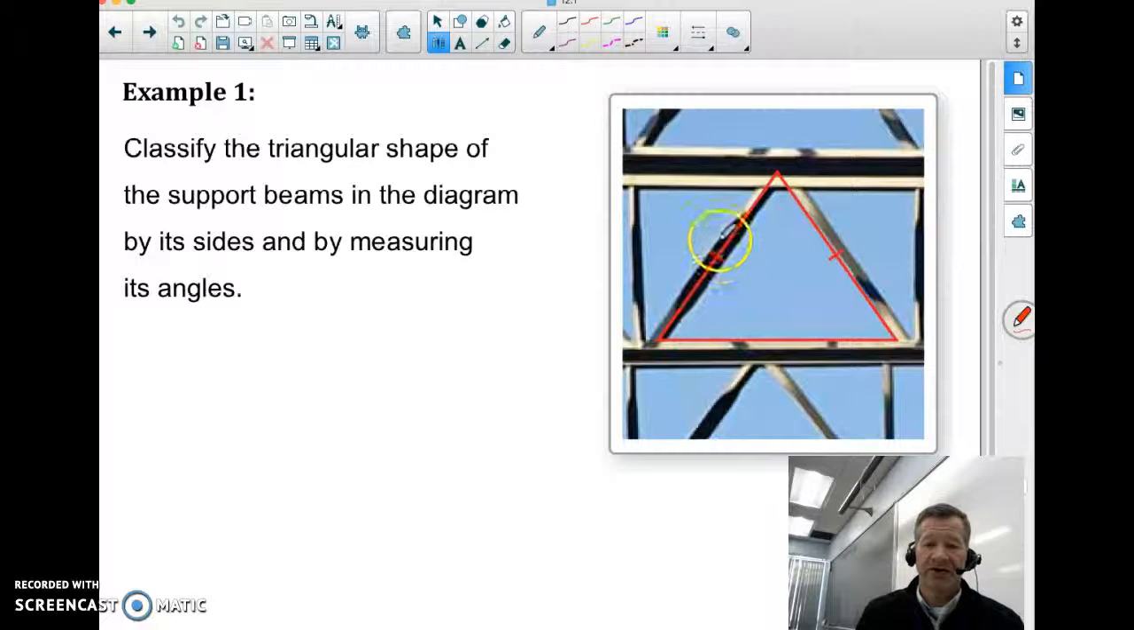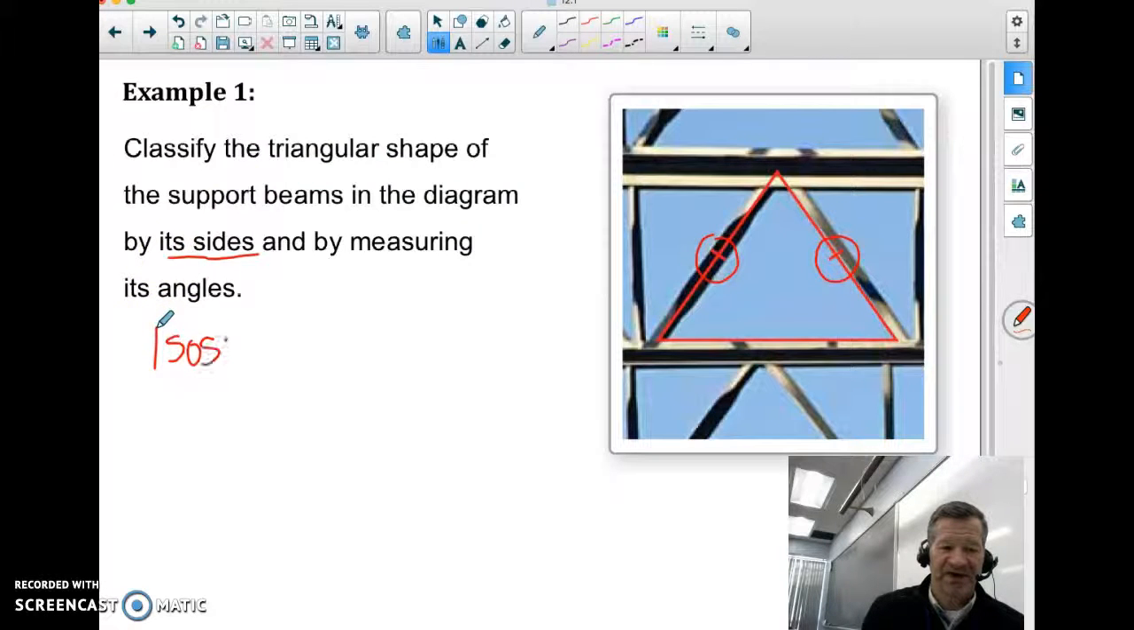But what you can tell is you can see the markings here that these two sides are both marked with one little notch on the line. And we know that means those two sides are congruent. So because at least two of these sides are congruent, to classify it by its sides, we would say that this triangle is definitely isosceles.